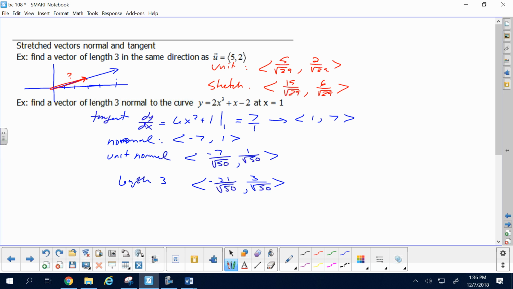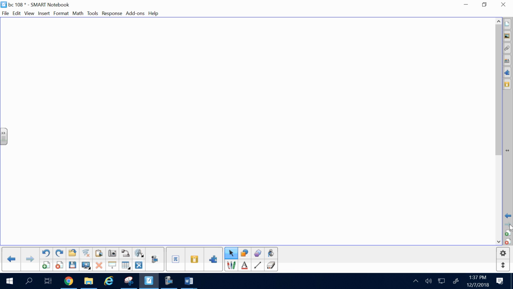See if we agree. That's one of two possibilities. Do you agree with negative 21 over root 53 over root 50? No? Yes? Okay, cool. That is that.